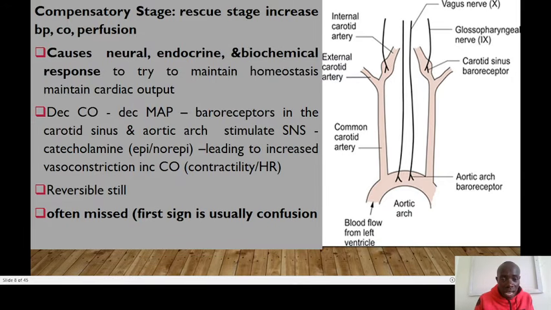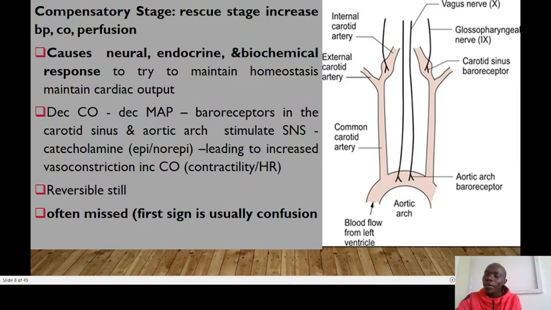In some cases, guys, the initial stage is normally covered under compensatory, all right? That's what some scholars will argue, but in this one we have tried to split it so that we have initial as the first one, then compensation. The compensation is also called the rescue stage. In the rescue stage, we want to correct whatever is happening, guys, so we are going to increase the BP, so that at least we improve the cardiac output, which will result in improved tissue perfusion.